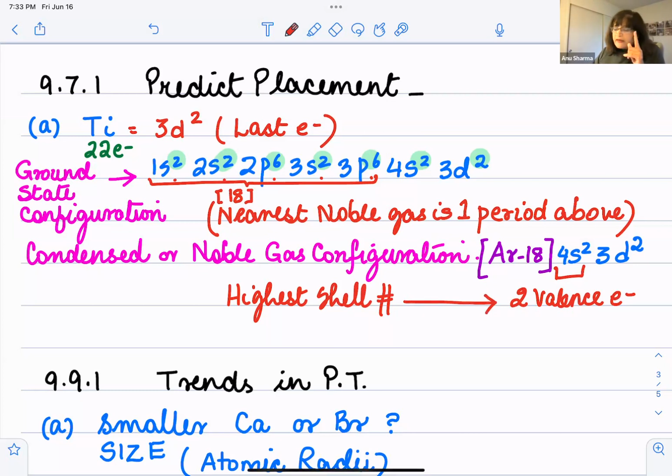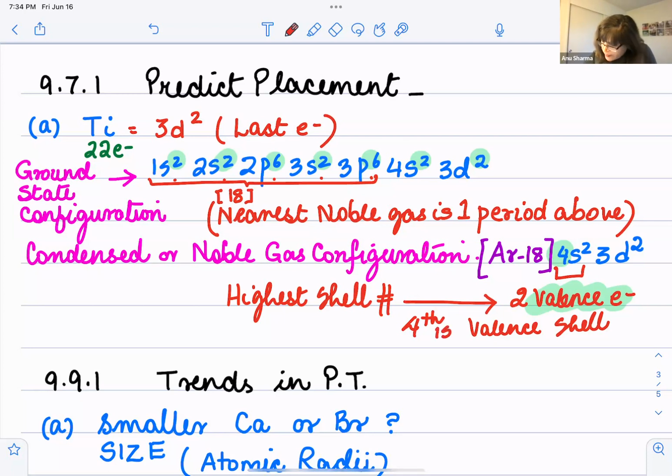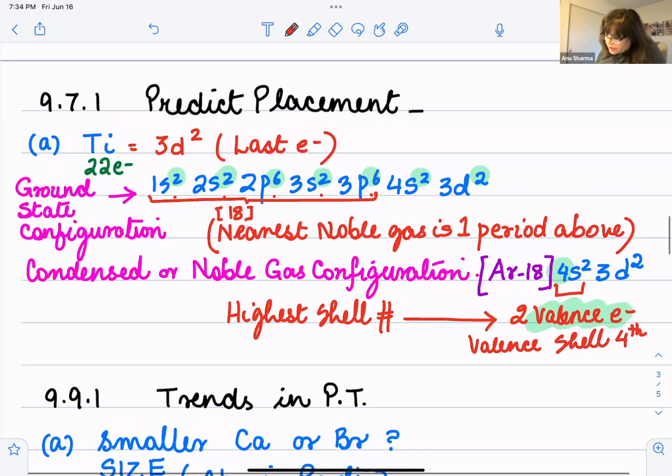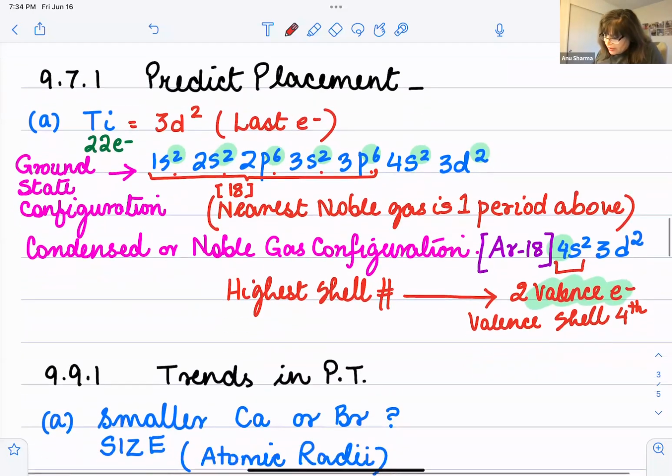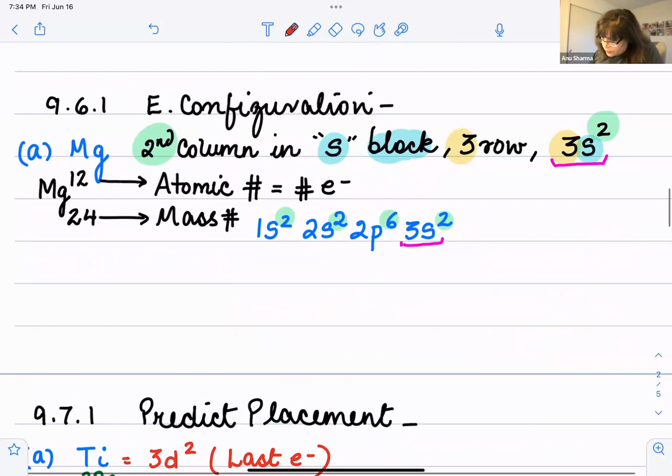Okay, so keep that in mind. So although we write D after 4s2, it's always the highest shell number. So don't forget that this is the valence shell. The 4th shell, or the 4th, like the fourth energy level. Okay, so I'm just going to do this because this one was just asking about a placement, so you get an idea. Okay, all right, I want to do one more here.